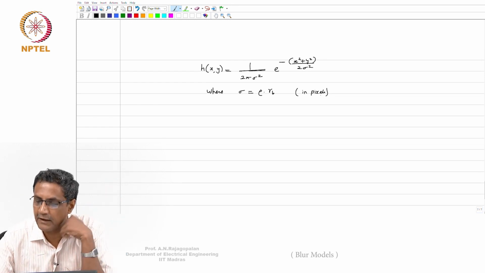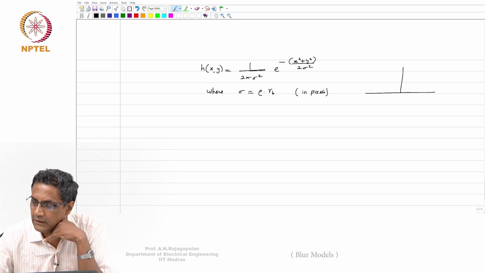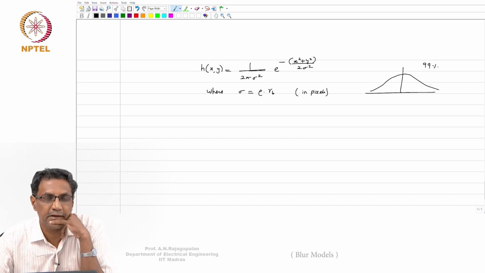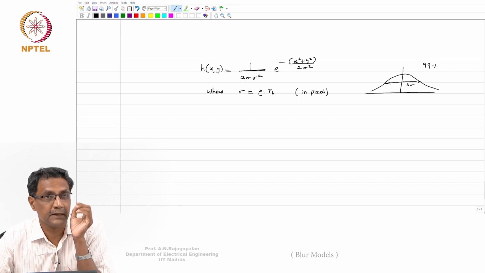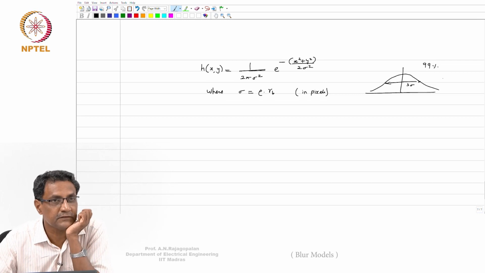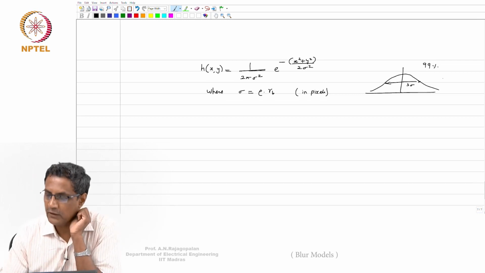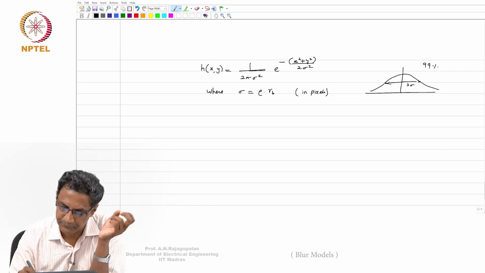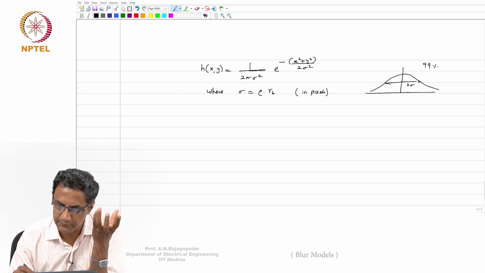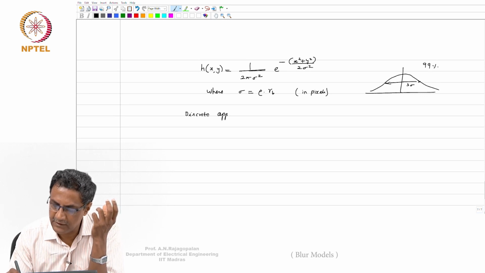But we all know that if you take a 1D Gaussian, almost 99% of the area under a Gaussian is covered within 3 sigma on either side. If it has a standard deviation of sigma, and you go plus or minus 3 sigma on either side, we would have covered almost 99% of the area under the Gaussian. So when we do a discrete approximation, because finally if you had to implement something like this, you will need a discrete approximation.